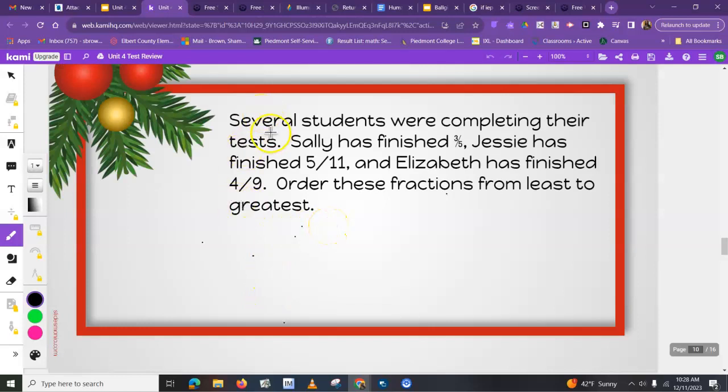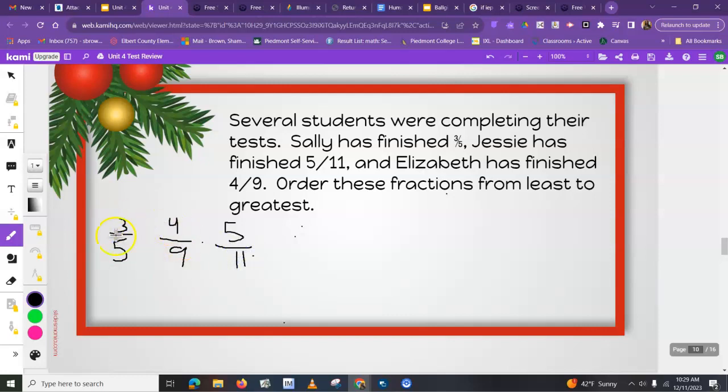All right, so here's this one. It says several students were completing their tests. Sally has finished 3/5, Jesse has finished 5/11, and Elizabeth has finished 4/9. Order these fractions from least to greatest. So I'm going to write all my fractions right here. I got 3/5, 4/9. No, you don't have to find a least common denominator just to compare. You can cross multiply, remember.